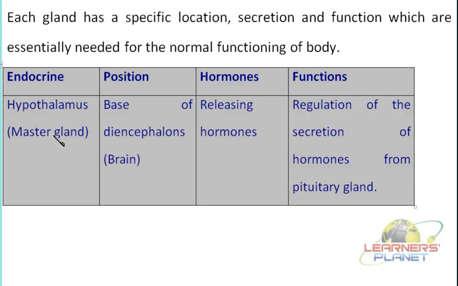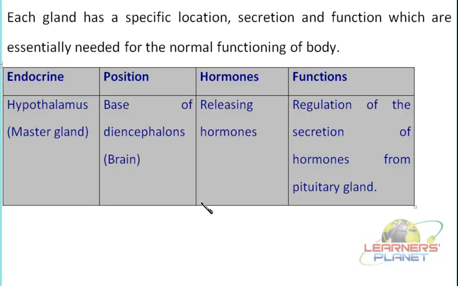Not exactly the posterior, but of course towards the lower side of the brain, and that side has a structure known as diencephalon. So at the base of this diencephalon, the hypothalamus is located. Now this hypothalamus secretes different types of hormones, which are known as releasing hormones. These releasing hormones are of different kinds, as they regulate the hormones secreted by the pituitary gland. In short, this hypothalamus releases a particular type of hormone which gives a command to the pituitary gland, or activates the pituitary gland so as to release a particular type of hormone.